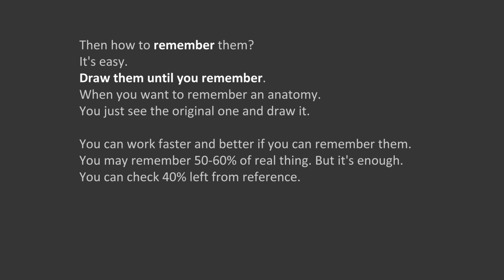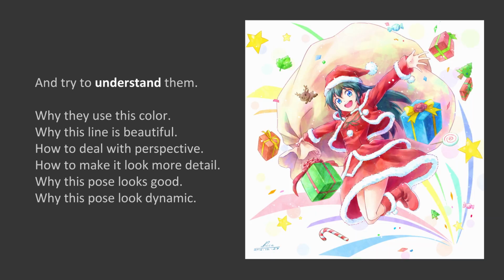When you want to remember anatomy, you just look at the original one and draw it. You can work faster and better if you can remember them. You may remember 50 to 60% of the real thing, but it's enough. You can check the 40% left from reference, and try to understand them.